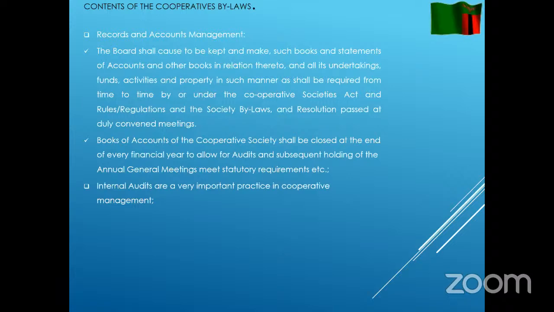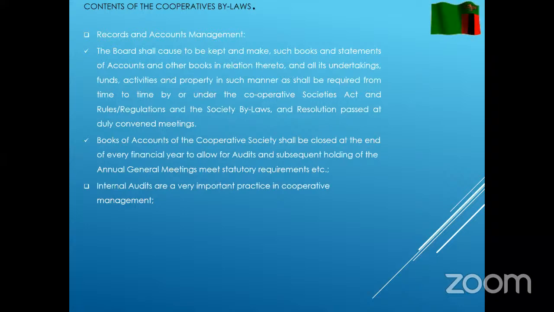How are the funds being used? What activities are you doing? What property do you have? We'll make sure that when we come there, we check for these records. Are you meeting at board level, general assembly level? What is the work plan like? What are you doing generally? For the sake of the member, that is the interest of government.